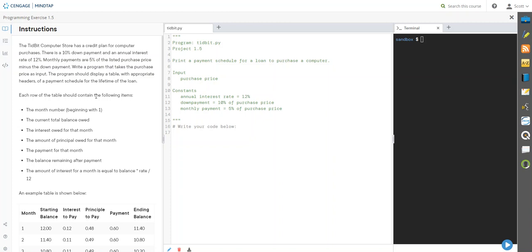of 10 exercises in this first module. Now we've got some instructions on what they want us to do, and they gave us some insights over here. And they're saying, hey, you need to get the purchase price. You need to have some constants in there.